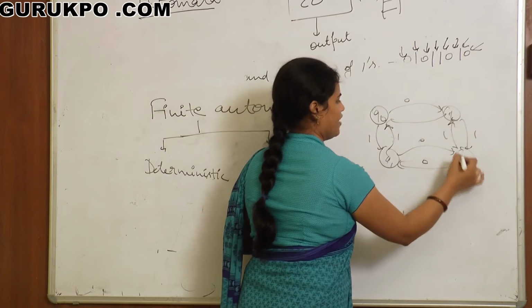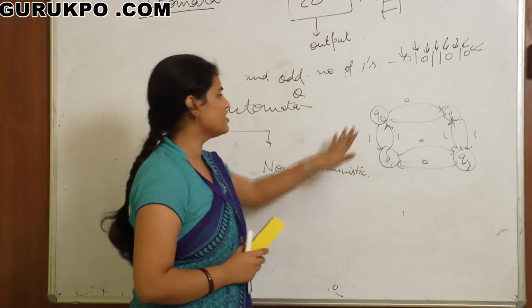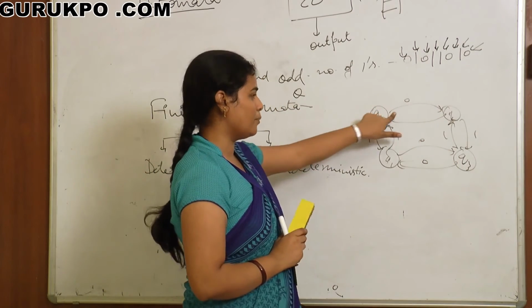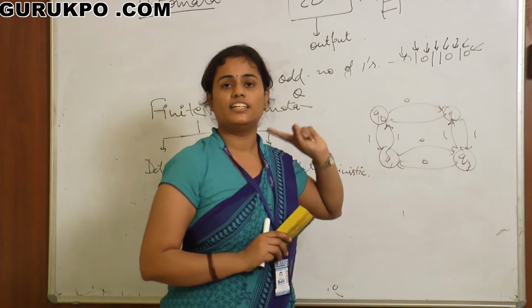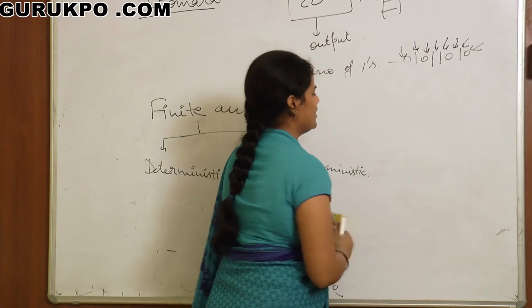Suppose this is a diagram which I have drawn now. In this case, when I am giving 0, I am getting a single output. For a single input, I am getting a single output. That is why this is a deterministic automata. We can make it clear by this example.